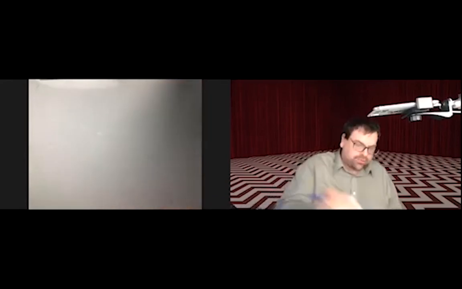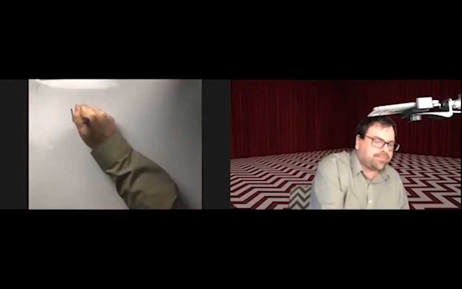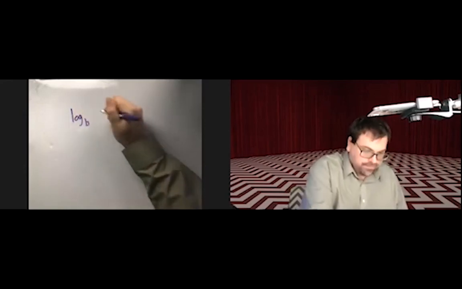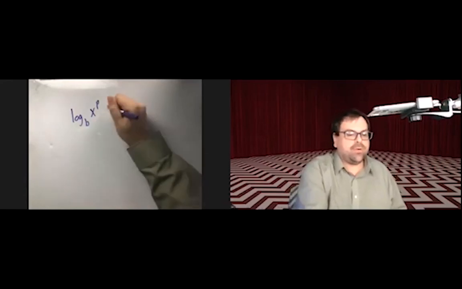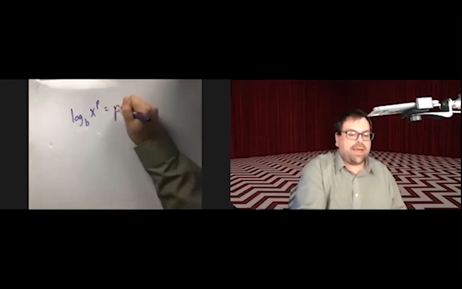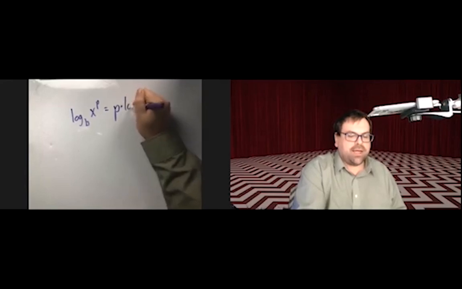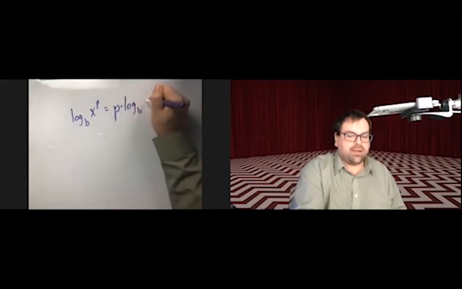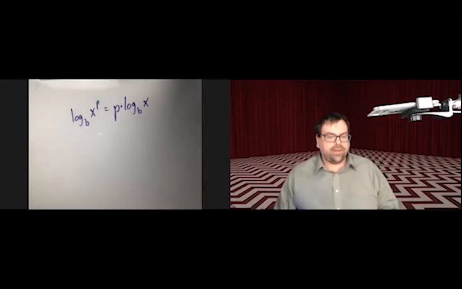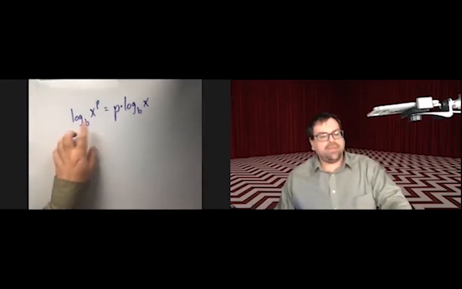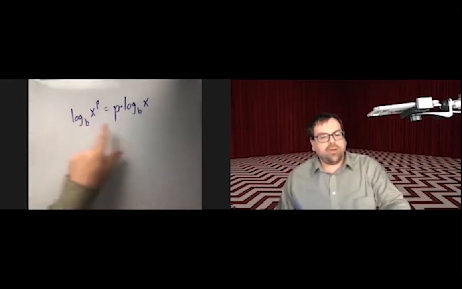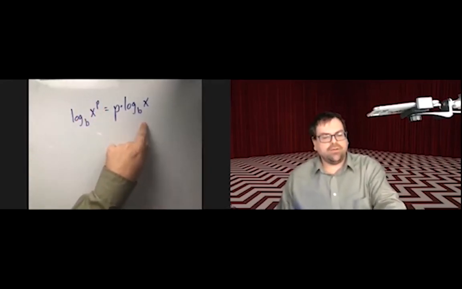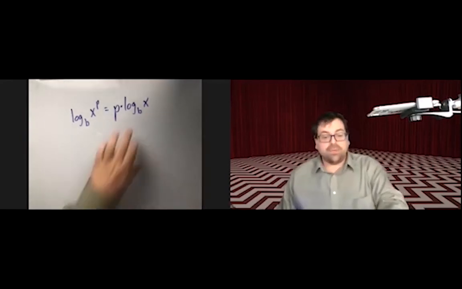We also have a really cool power property of logs. If we're taking the log of something raised to a power, we can bring the power down front and multiply. So the log base b of x to the p, bring it down front and multiply: p times the log base b of x.